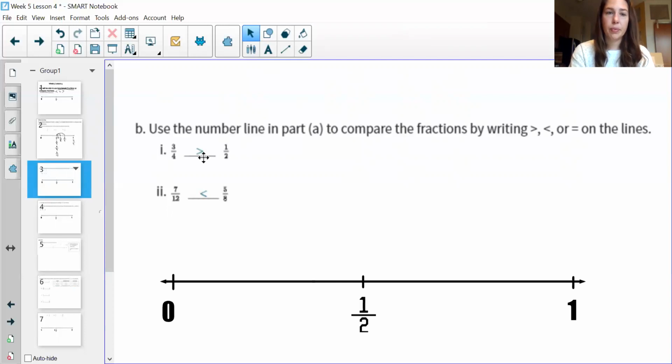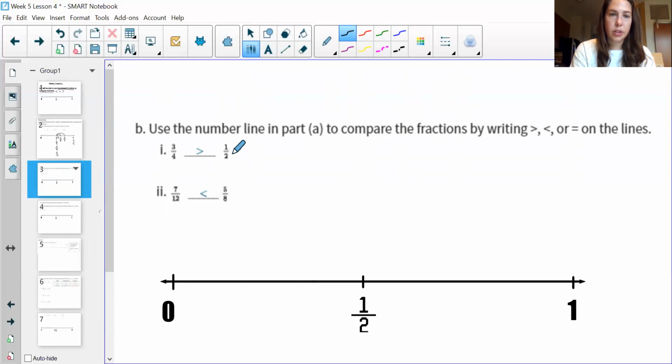So here, since 1/2 is equal to 2/4, then I know that 3/4 is greater. Now, how do we know that 5/8 is bigger than 7/12?